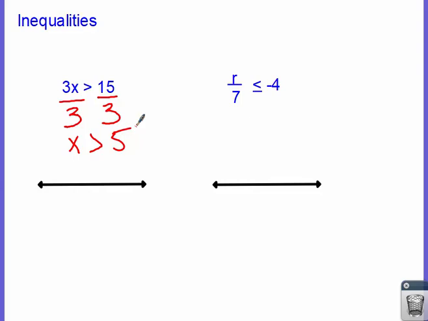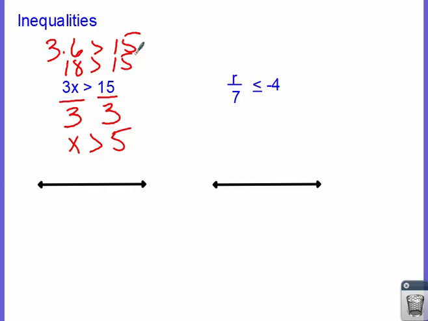Now, before we graph this, I want us to check it. I want us to make sure that this one is actually a correct solution set. So it says I need a value that is greater than 5. First one I can think of is 6. So I'm going to do 3 times 6 is greater than 15. Well, 3 times 6 is 18. Is that greater than 15?